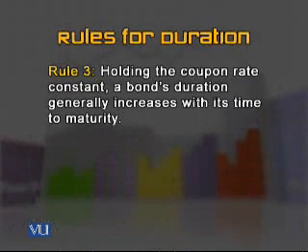Let's get back to rule number 2. Holding maturity constant. Rule number 3, holding coupon rates constant. We're talking about maturities being constant, and in rule number 3, we're talking about coupon rates being constant. And when you hold coupon rates constant, a bond's duration generally increases with its time to maturity.